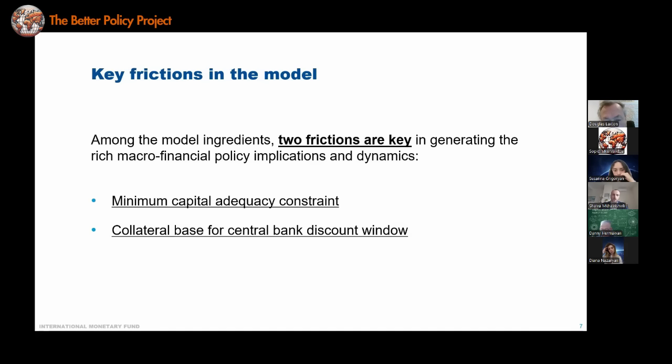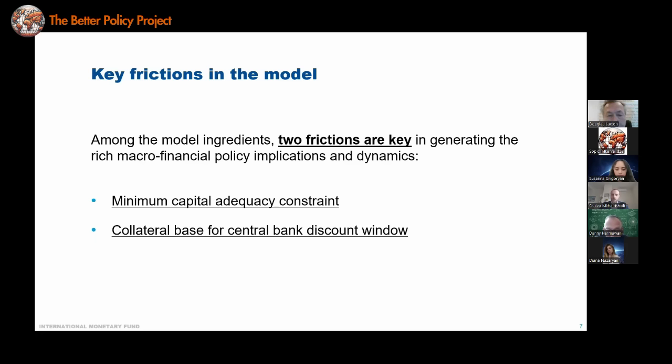And as we will see, there are a couple of key frictions in the model that will generate these constraints on banks, to constrain banks in their ability to create money. The one is a minimum capital adequacy constraint. This is something that the DAX model also incorporates. This will be generating a credit risk premium and also tying the hands of banks to issue excessive amounts of money because they would need capital to deal with the resulting credit risk on their asset side.